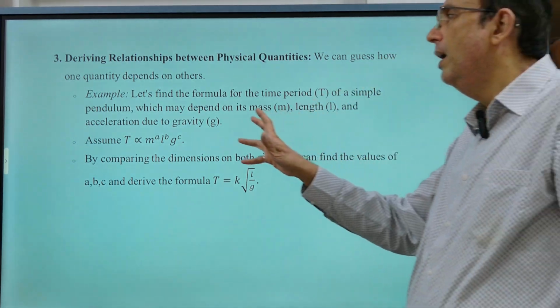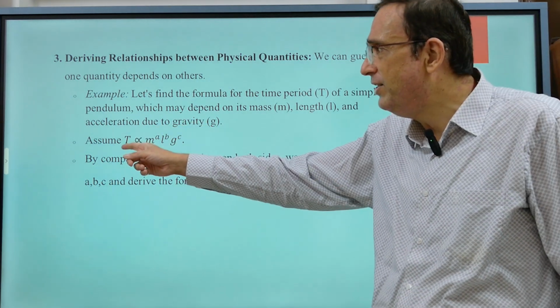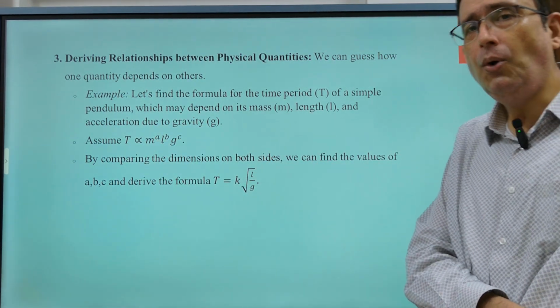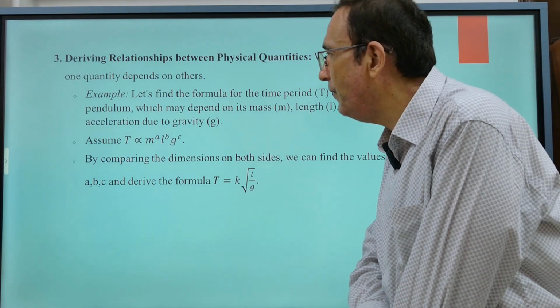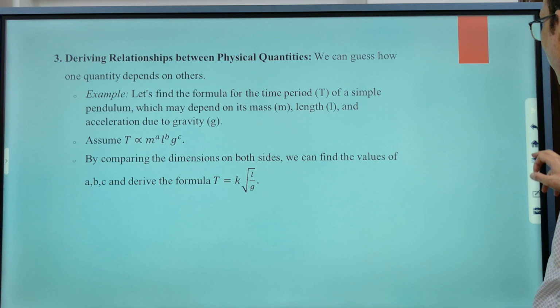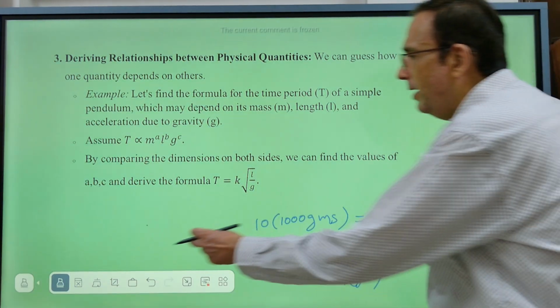You don't know what a, b, and c are, but you know there is a relationship between time and these quantities, m, g, and l. So how do you find the values of a, b, and c? That is the basic thing that you require. What you do is very simple.